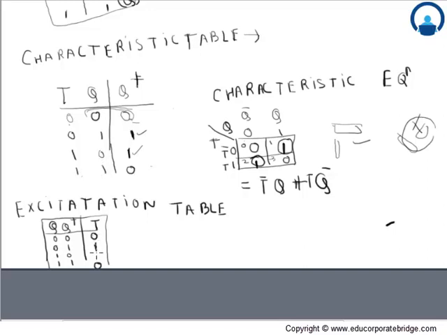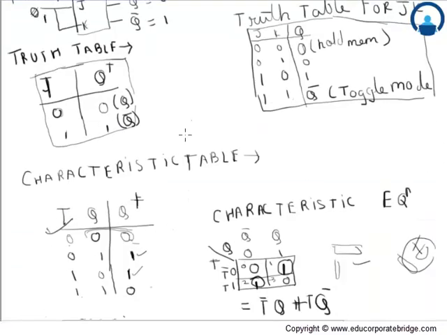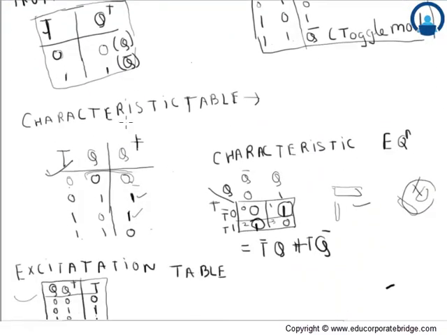So we write it down here, the excitation table. This is the characteristic table, and this is the truth table. Henceforth we have covered the flip-flop topic, and now we can check out the applications of flip-flop, how the flip-flop can be used to design the counters, and how they can be used to design different kinds of circuits like synchronous counters, ripple counters, shift registers, and so on.